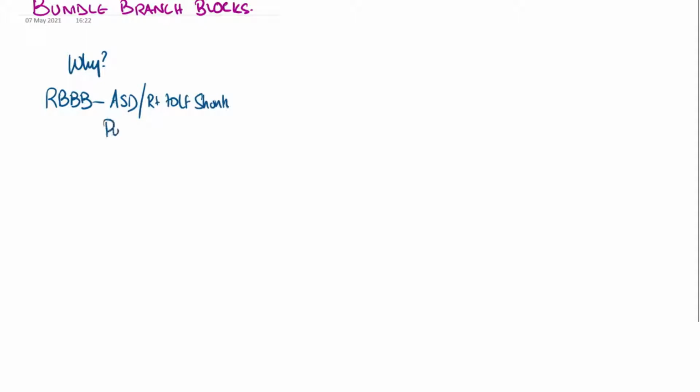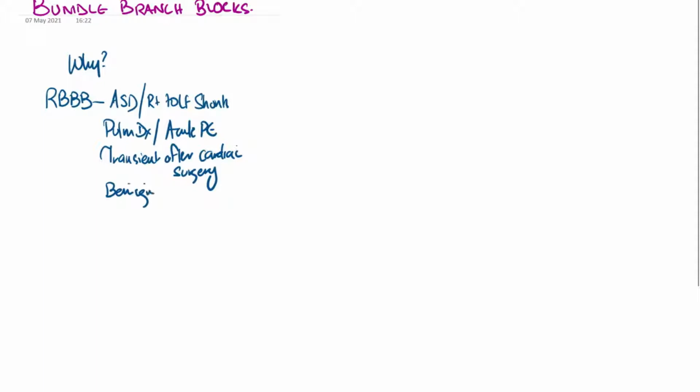Well, an RBBB is going to be apparent on an ECG in multiple conditions such as an atrial septal defect, right to left shunts, pulmonary disease. In an acute pulmonary embolism, you can have a right bundle branch block pattern, and then it can be transiently present in an ECG after cardiac surgery, or the most common cause is that it could be even a benign pathology on an ECG.